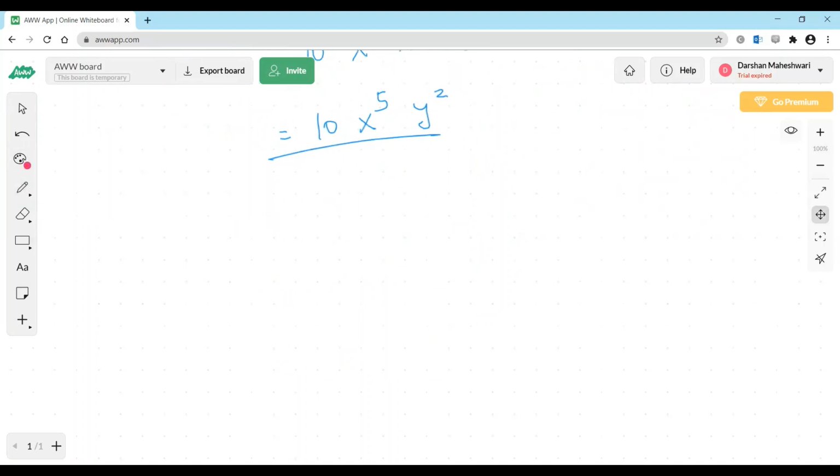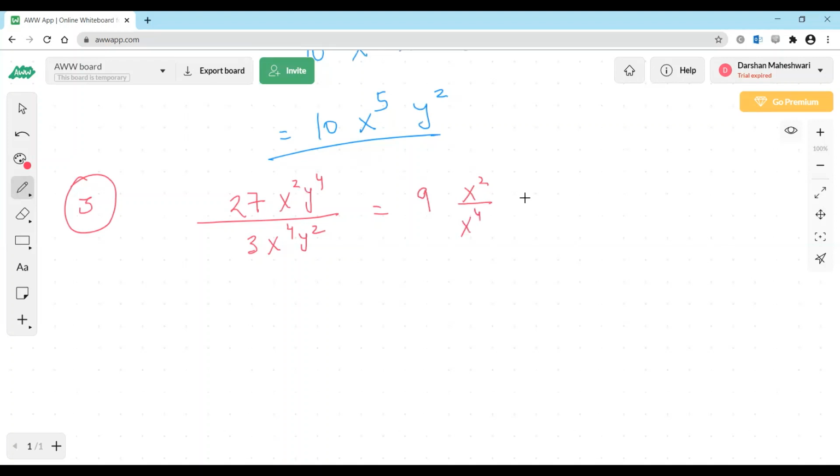Let's take another problem. In this case, we have 27x square y raised to the power 4 over 3x raised to the power 4 y square. All right, so 27 over 3 is 9. And we have x square over x raised to the power 4 here, and y raised to the power 4 over y square here. For x square over x raised to the power 4, we read the rule that we subtract the powers, and here again we subtract the powers. So here we have 9 times x raised to the power minus 2 times y square. So this is the required answer.